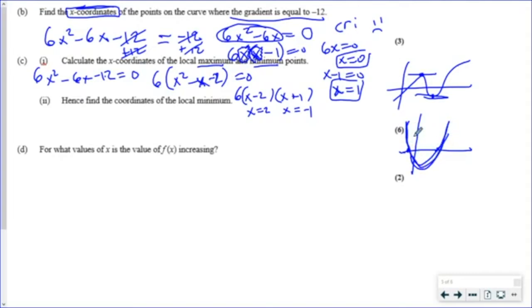So when your parabola is shaped like this is your maximum, this is your minimum. What that's saying is it's positive here, then negative. So you're going to end up with this, positive and negative. This is your maximum. So my local maximum is at x equals negative 1. But it wants the coordinates. The coordinates. Again, if you're so confused on this, go back to the original equation.